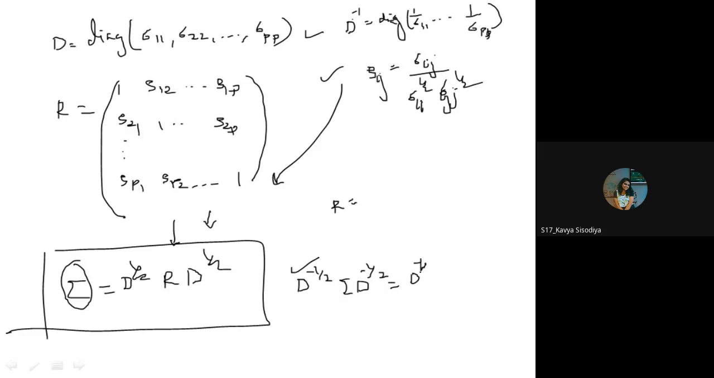D raised to minus half, and what is sigma? It is D raised to half R D raised to half, and this is post multiplication. So this is identity, this is identity, so I will get the R. So if you wish to obtain the correlation matrix, just divide the variance covariance matrix by the corresponding square root of variances. So you will get the correlation matrix. So these two results you have to remember.